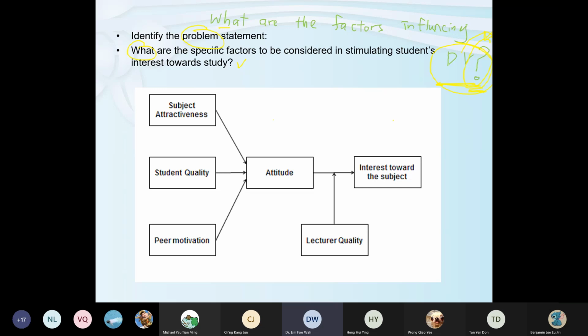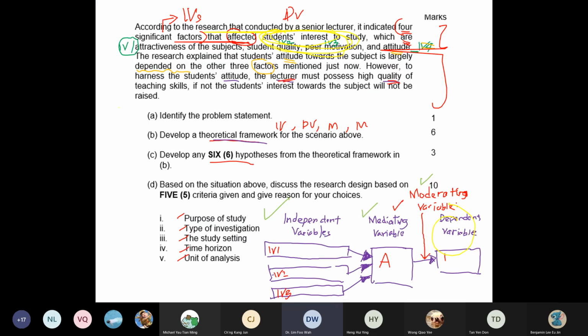Don't forget to write a question mark when you're answering the problem statement question. Remember to write the question mark. So this will be your answer for question A. Let me know if I'm too fast or you have any concerns.